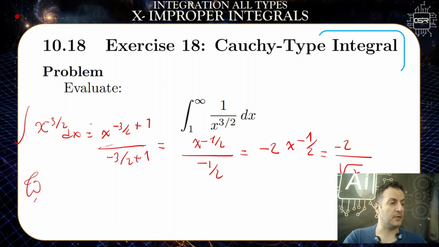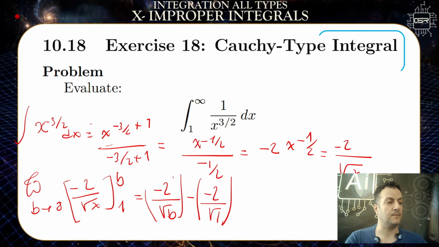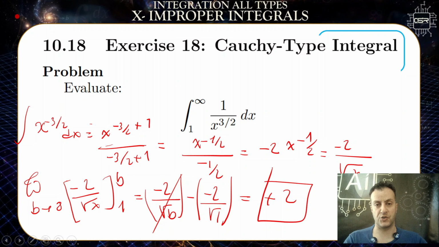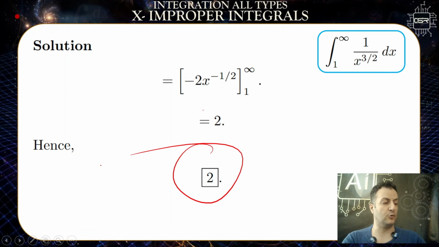So this is equal to the limit as b approaches infinity of -2 over square root of x between b and 1, equal to -2 over square root of b minus (-2 over square root of 1). Now, as b approaches infinity, -2 over square root of b approaches 0. So we end up with -(-2), which is plus 2. So it converges. That's the final answer. So -2x^(-1/2) between infinity and 1 equals 2.